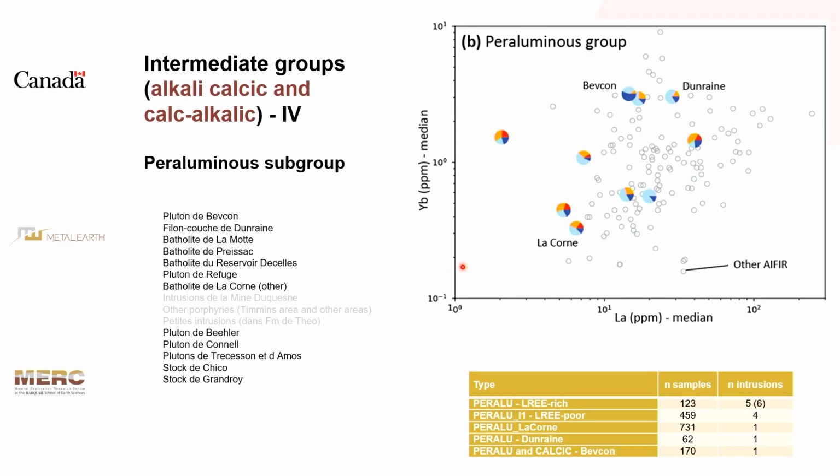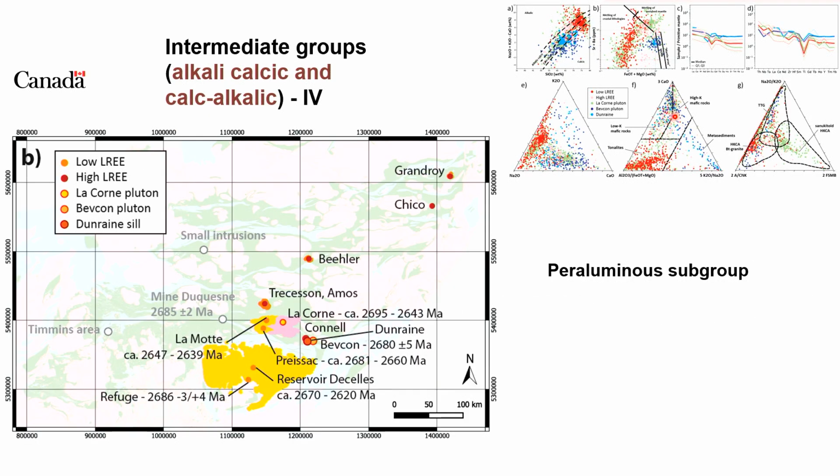And to conclude, the last type of intermediate rock in the intermediate group is the peraluminous subgroup. So this would be intrusions that are dominated by peraluminous rocks. These are your two mica granitoids that are produced after the syntectonic magmatic stage. Most of them fall into the alkali-calcic or calc-alkalic subgroup, except for the Bevcon, which actually falls in the calcic group. Bevcon is a bit of a weird one that I'm going to show you in a minute. So first of all, let's look at their spatial distribution and their volume.